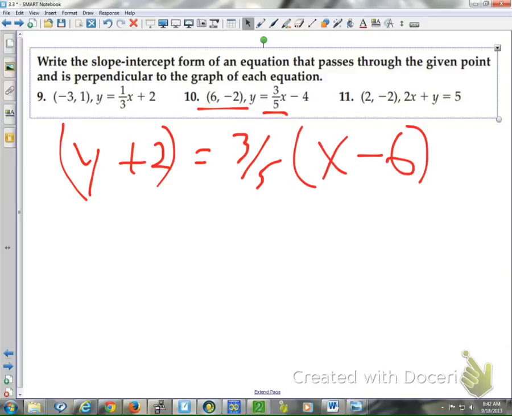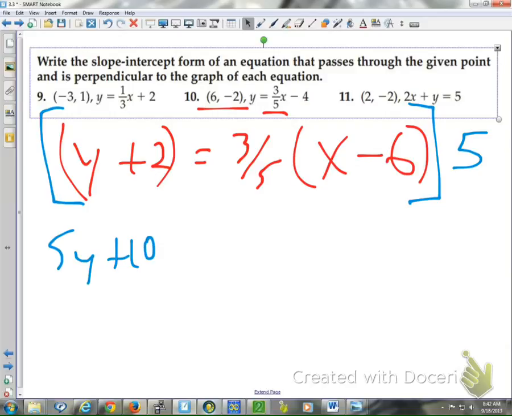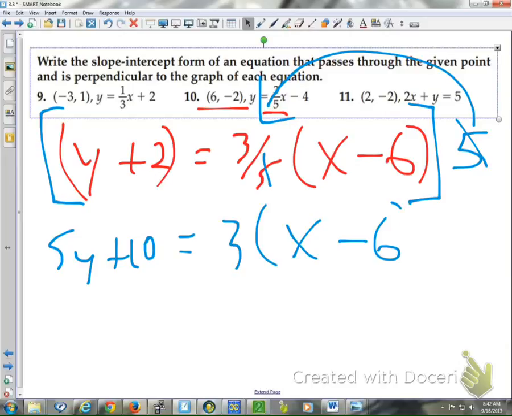So he ingeniously said, I don't want to deal with these stinking fractions. I'm going to multiply everything by 5, which turned this into 5y plus 10. Now remember what we talked about yesterday. When you multiply 5 times a product, you really just need to multiply it by one piece. 5 times 3/5, the 5's cancel, and it was 3x minus 6, which gave him 5y plus 10 equals 3x minus 18. Subtract 10.